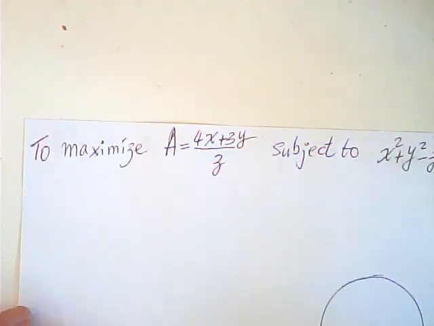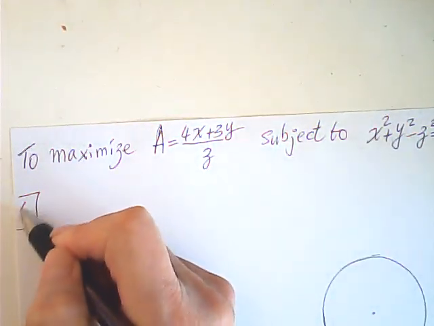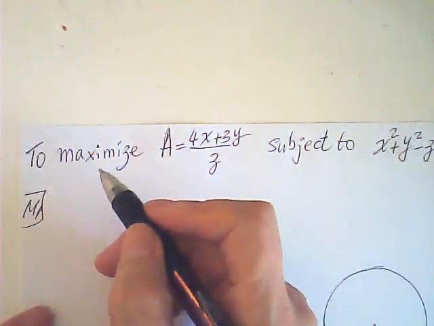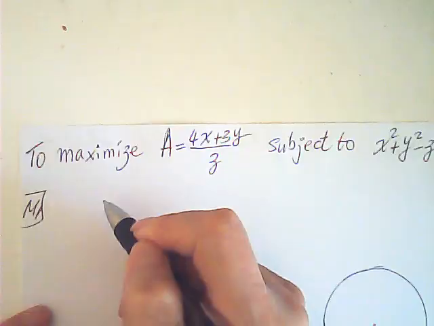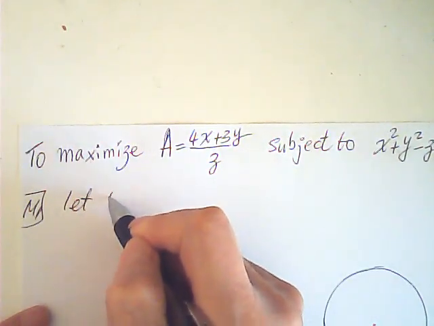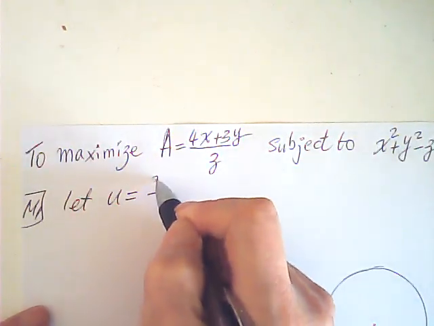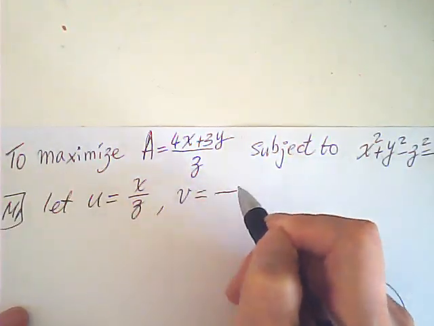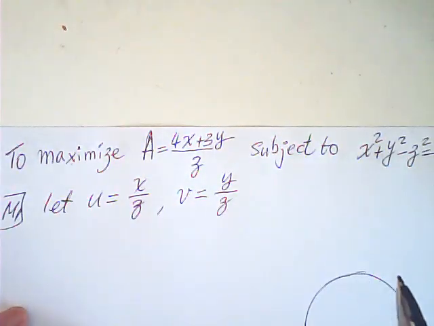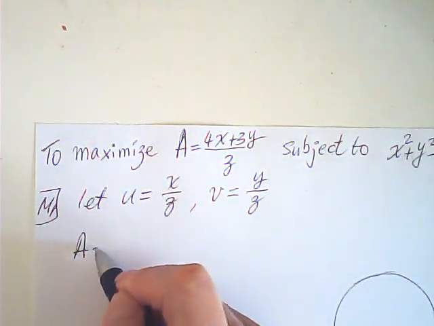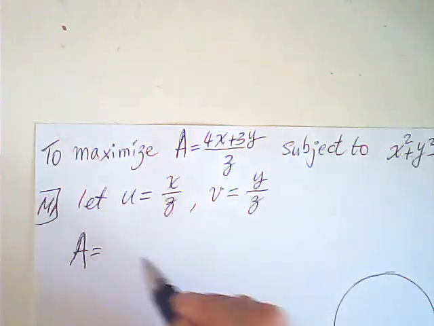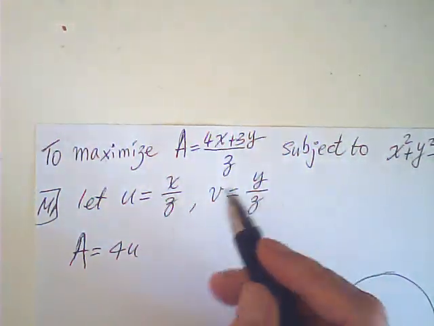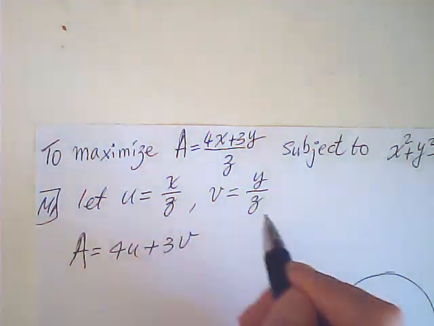Now here I'm using three methods to do. Method one is to use substitution. I'll let u be x over z and v be y over z. Then our A will be equal to 4u plus 3v.